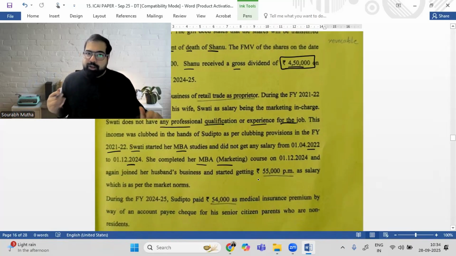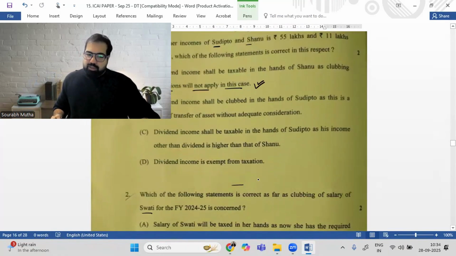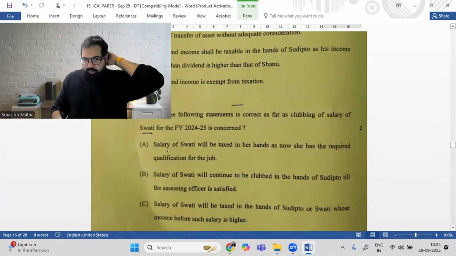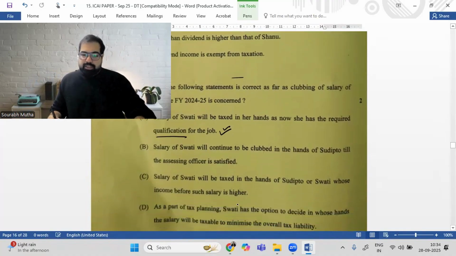So this income will not come back to Sudipto. This income will be taxed in the hands of Swati. So salary of Swati will now be taxed in her hands as now she has the required qualification. Absolutely right. So this is the right answer.